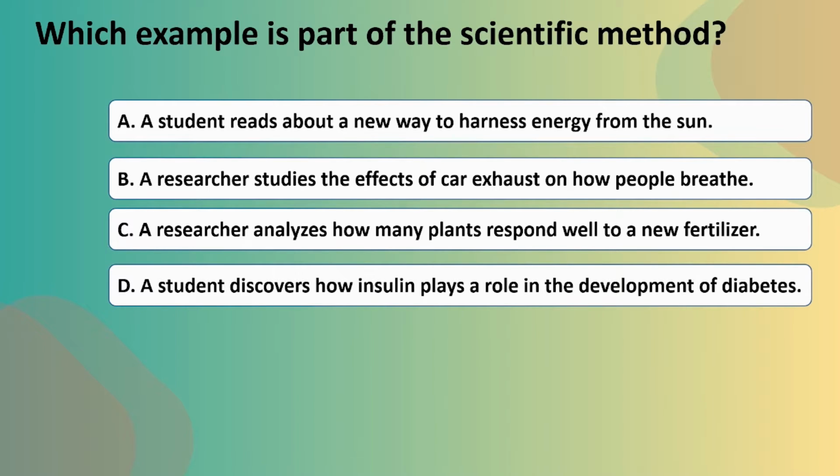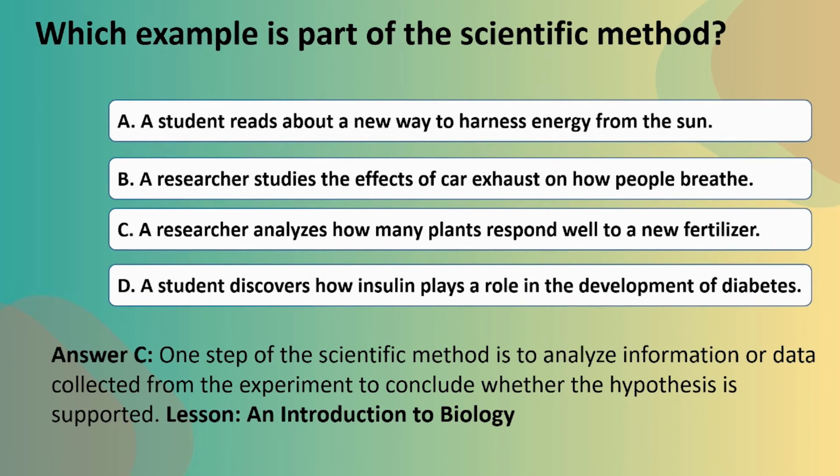Once again, take a moment to look at your answer options, but try to think back to what the scientific method really is. You have to identify a problem, conduct some research, formulate a hypothesis, and then conduct an experiment, observe that experiment, and come to a conclusion. So which answer option best communicates that? Answer option C, a researcher analyzes how many plants respond well to a new fertilizer. And why is that? Well, that's because one of the steps I identified is that you have to analyze information or data collected from the experiment to conclude whether the hypothesis is supported.